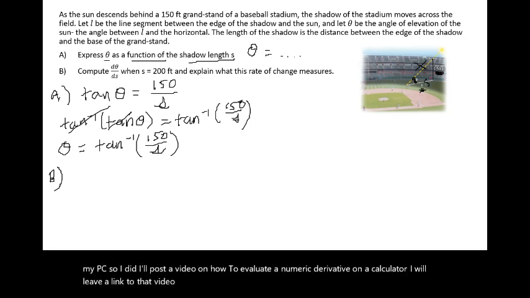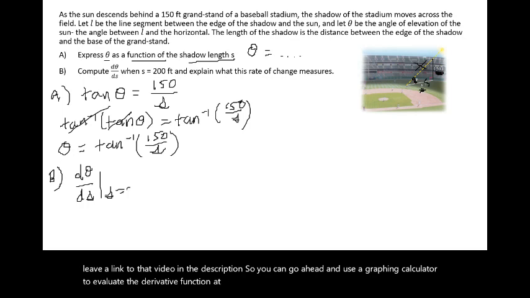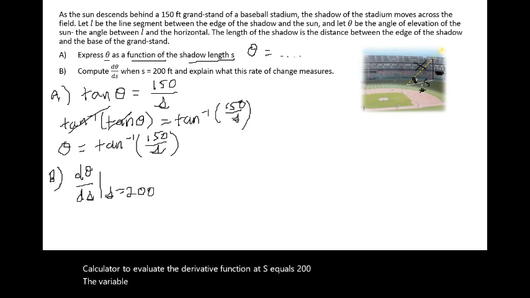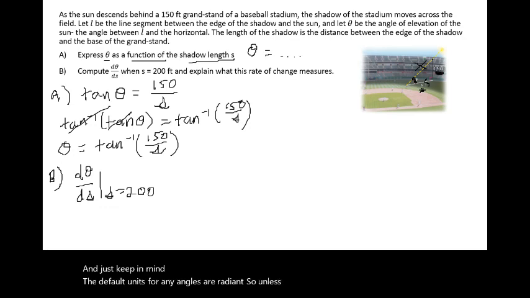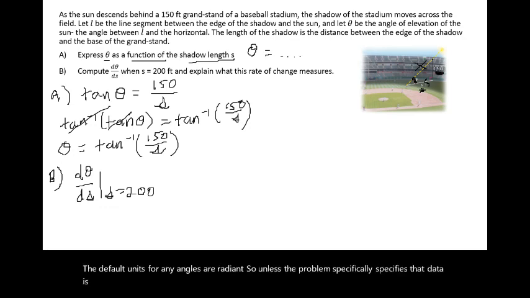So you can go ahead and use a graphing calculator to evaluate the derivative function at s equals 200. The variable you're going to use is the same generic variable button for any other feature on the graphing calculator. In this case, you use x. And just keep in mind, the default units for any angles are radians. So unless the problem specifically specifies that theta is in degrees, the default is radians. Since nowhere in here did it say that theta was in degrees, make sure that your calculator is in radians.